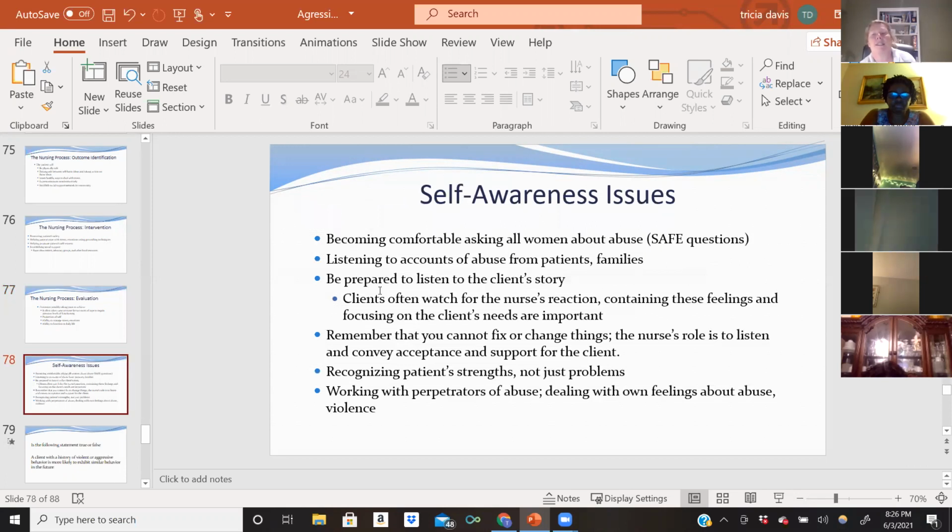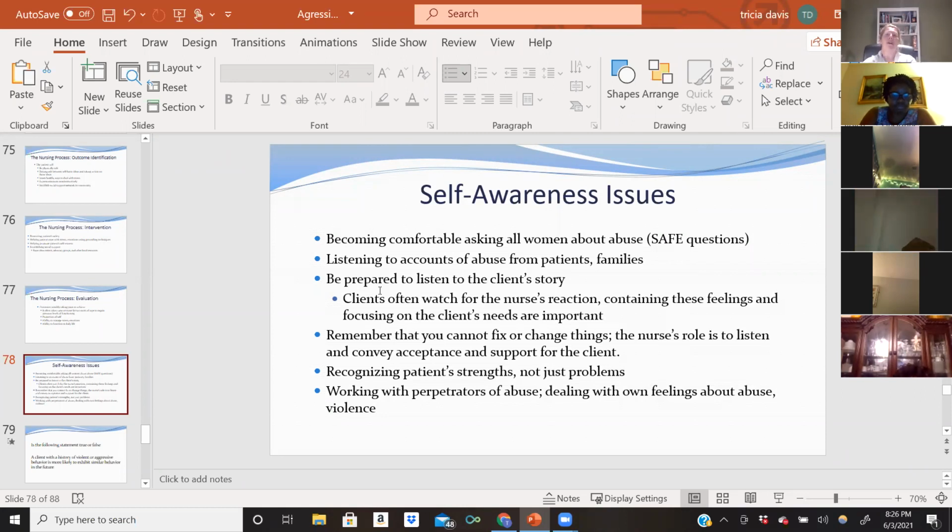So some self-awarenesses that we need to be aware of as the nurse. We need to be comfortable asking all women about abuse. So we need to talk about those safe questions that we talked about. We need to be comfortable doing that. These are uncomfortable situations for you and the patient. We need to listen to the accounts of abuse from patients and families. This can be extremely upsetting, disturbing. It can cause a lot of thoughts to run through your mind as the nurse. You're going to hear their stories, things that happen to children, things that happen to adults.